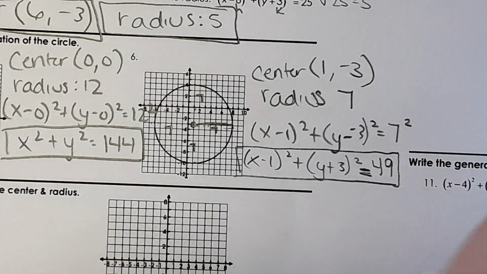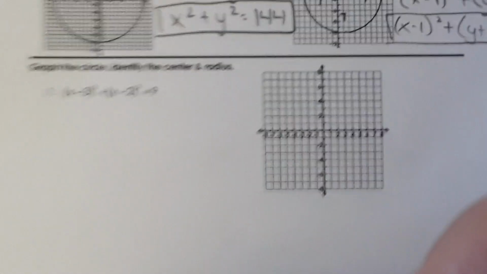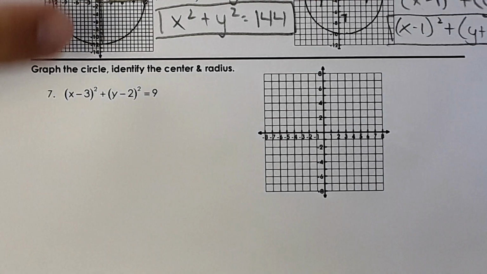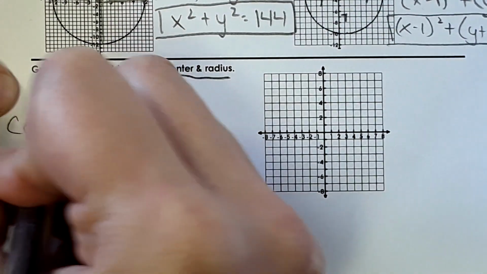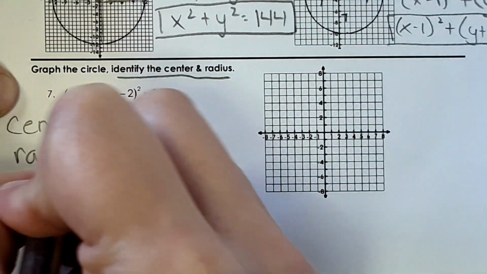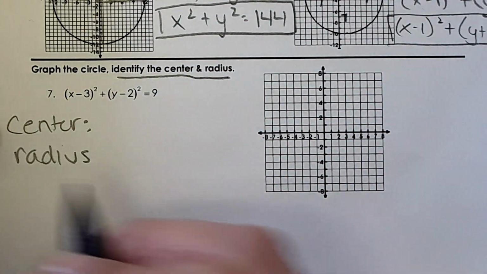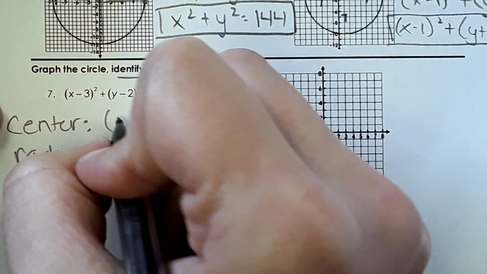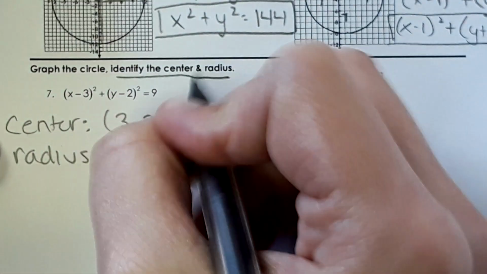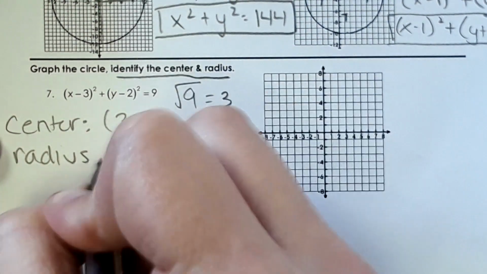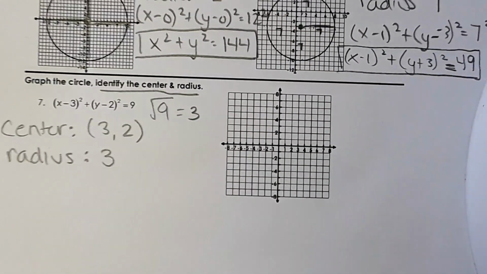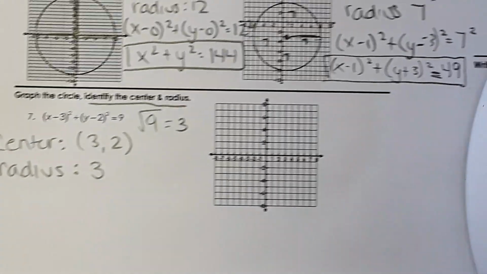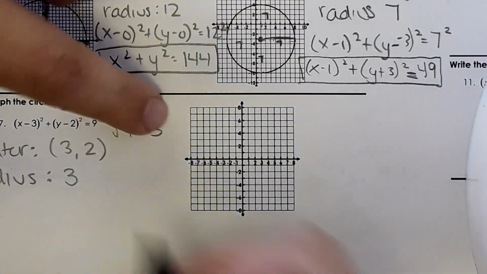Okay, and this example number 7. Graph the circle, identify the center and the radius. In order to graph the circle, you have to identify the center and the radius first, honestly. So center and radius. Based on this equation, the center would be at 3, 2. To find the radius, take the square root of 9, you'd get 3. The radius is 3. And then you can graph it based on this. So 3, 2.